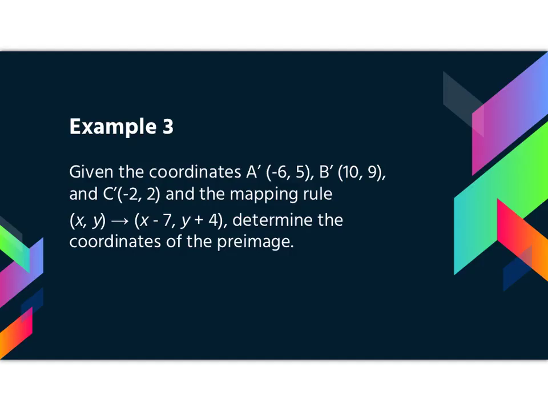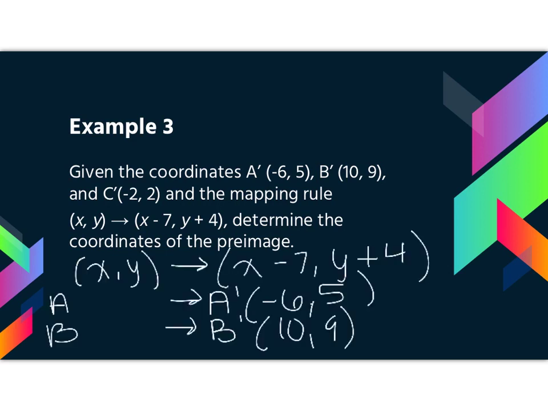For example 3, we're given coordinates for A prime, B prime, and C prime, and the mapping rule. And so we know what we ended with. We know the image. So now we have to figure out the coordinates of the preimage. So how do we work backwards? If you notice, I just wrote the mapping rule, and I was putting a spot for the preimage and how it went to the image coordinates. So we took some coordinates for A, we subtracted 7 from the x and added 4 to the y, and wound up at negative 6, 5.